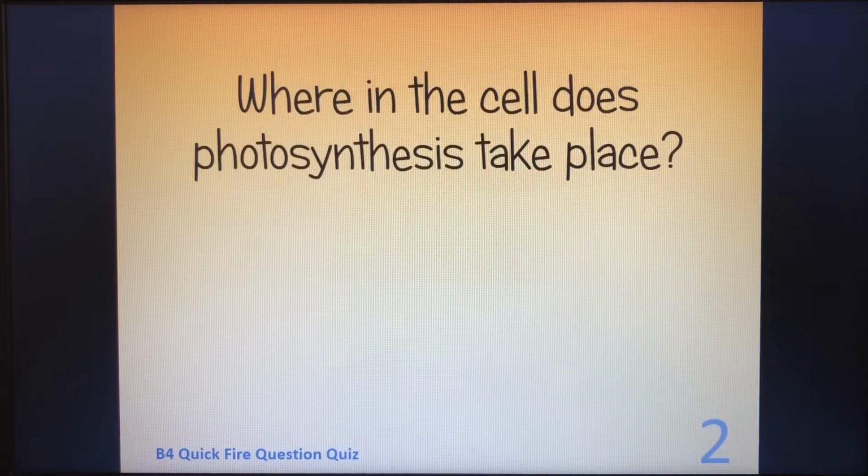Question 2. Where in the cell does photosynthesis take place? Nice easy one here. Where in the cell does photosynthesis take place? Not what type of cell, where inside the cell. What subcellular structure does photosynthesis take place in?